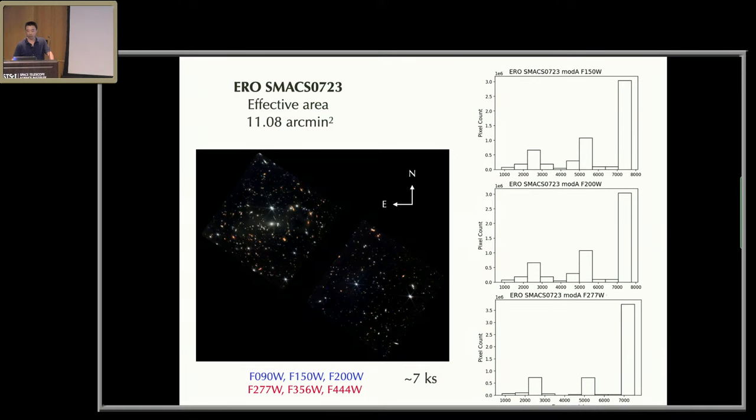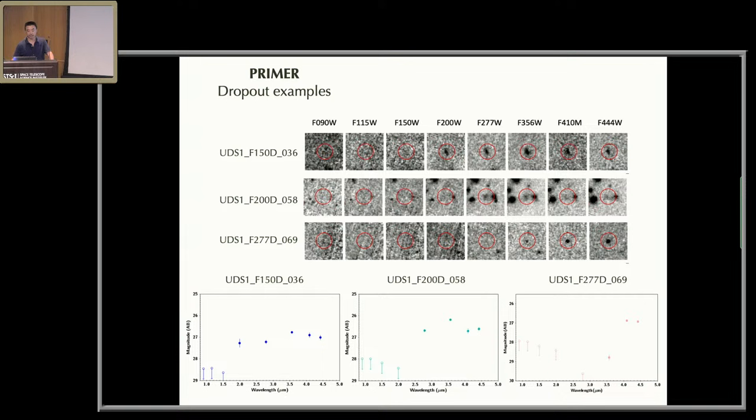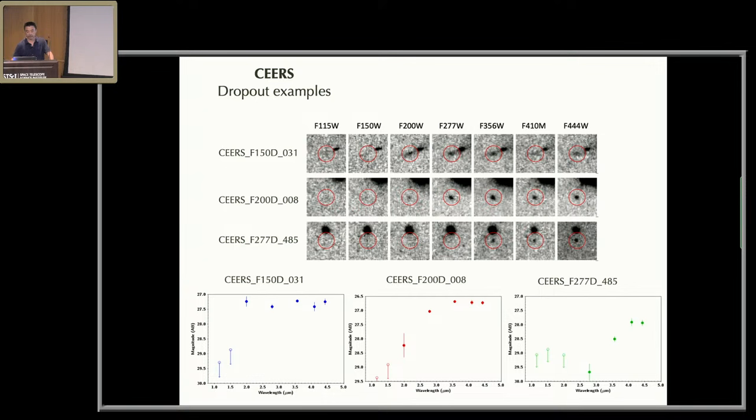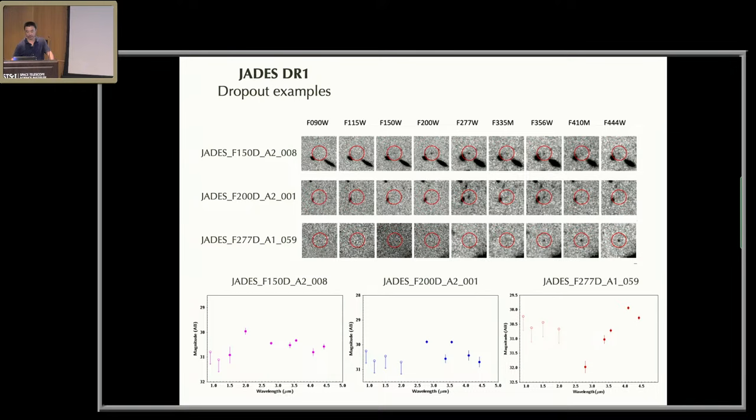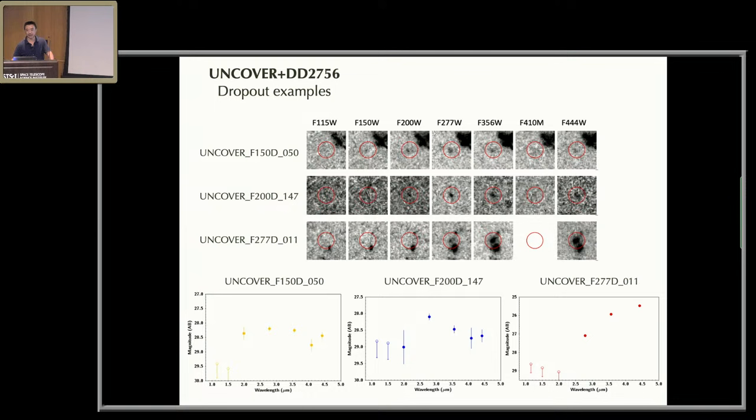And just to show you some of the dropouts, this is an example, three examples, one for each of the three categories. This is a 150W dropout, okay? And this is a 200W dropout. Well, this one is a 277 dropout. Those CEERS and so on are down here. And SEARS, similar thing. Okay, so in three categories, and also in JADES, right? And I can go on. This is UNCOVER. Okay, just to show you some examples. So we are doing everything that we can, pretty much.